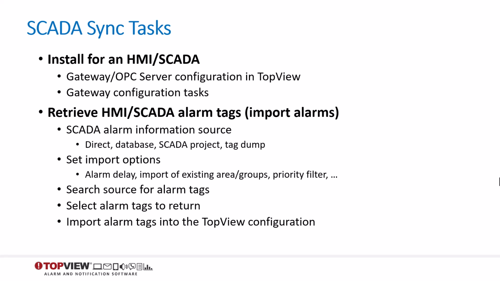Each SCADA alarm database is accessed in a specific way. Depending on the SCADA, this may be a direct connection to the SCADA runtime, accessing the SCADA alarm database or project, or a tag database dump file, which is usually a CSV. After selecting the desired import options, the user will be presented with a list of discovered SCADA alarms. The user can then select which SCADA alarms to import into the TopView configuration.